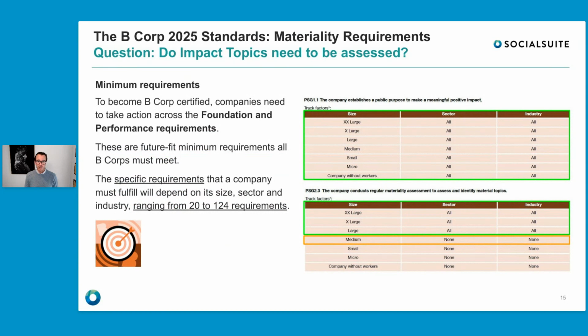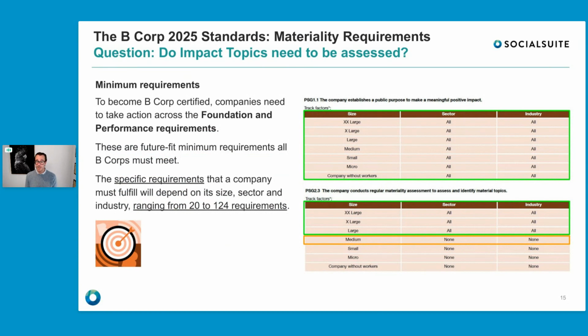If you look at the top right here on the PSD 1.1, the company establishes a public purpose to make a meaningful positive impact. We see then there's a little table included there with size, sector, and industry. And what we see here is that everyone needs to do PSD 1.1. But let's look at PSD 2.3. The company conducts regular materiality assessments to identify material topics. We do see there that the first 3 in terms of size, extra extra large, extra large, and large, every sector and industry needs to do that materiality assessment to identify their material topics.